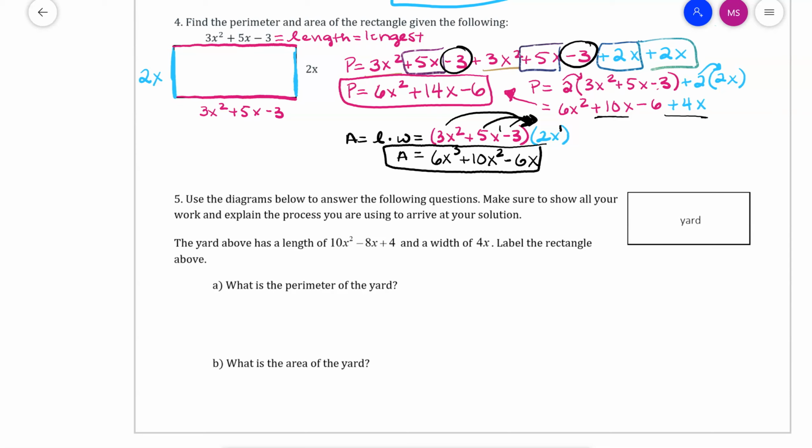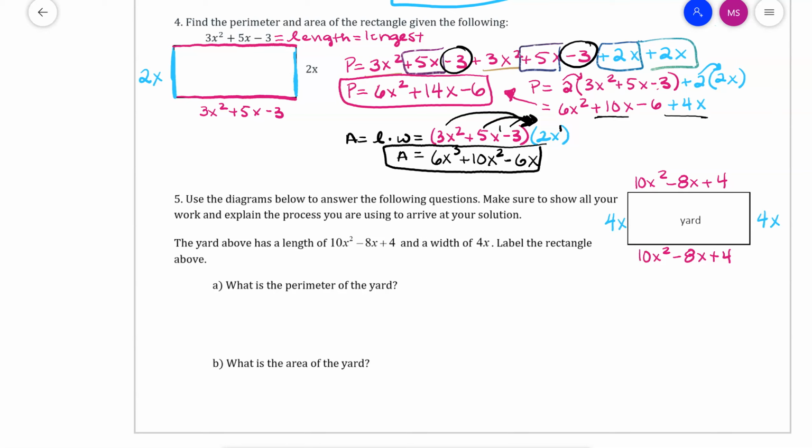So the yard, which is this rectangle right here, has a length of, so we're actually just going to go ahead and fill this part out. So the length is the longest side. So here is 10x squared minus 8x plus 4. This is the same over here because it's parallel. And then it has a width of 4x. So 4x is over here and over here. All right, so label the rectangle, which we did.